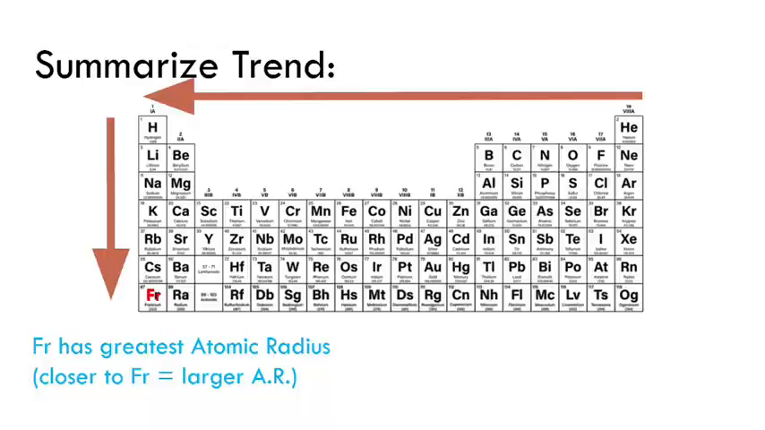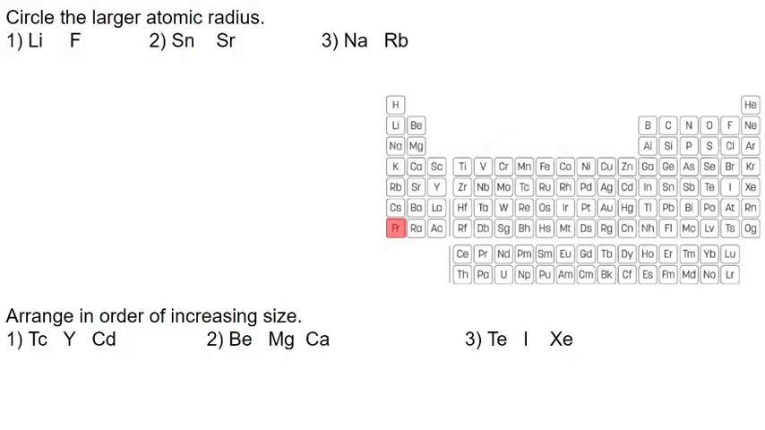So let's do that in a couple of examples down here. I've got my francium highlighted red so we can still see it here. And in each set of problems, I'm going to highlight the elements it's asking about. So here with lithium versus fluorine, which one is closer to francium is going to be the one with the larger atomic radius. And hopefully you agree that lithium is much closer to francium than fluorine is. It's way, way farther away. So lithium is our larger atomic radius.